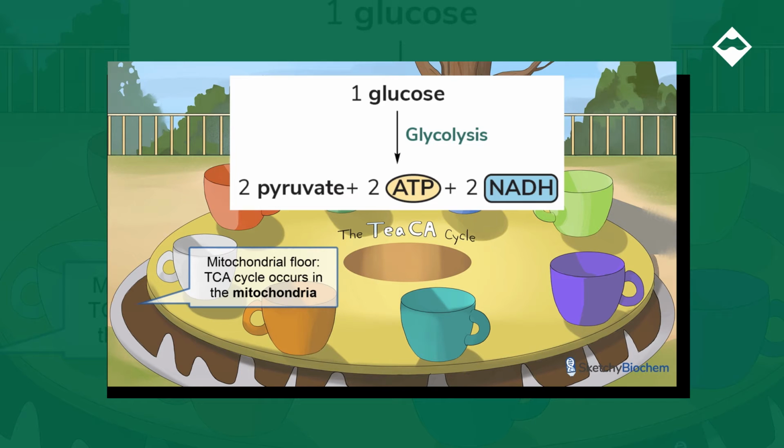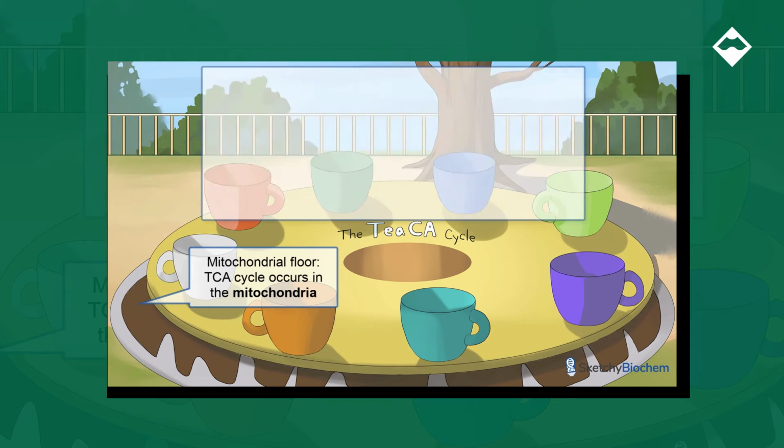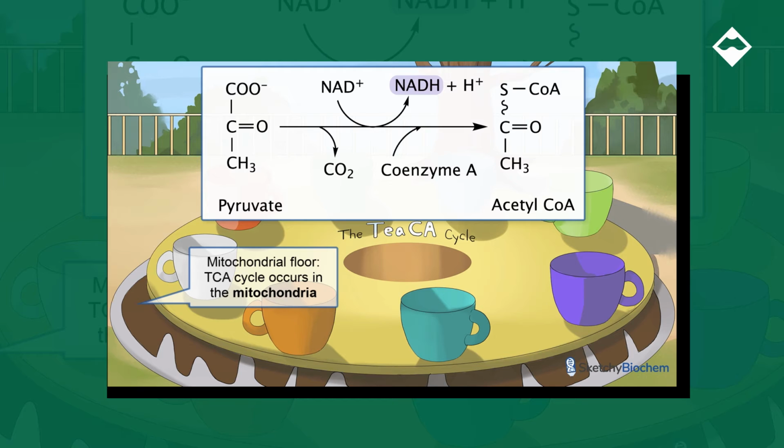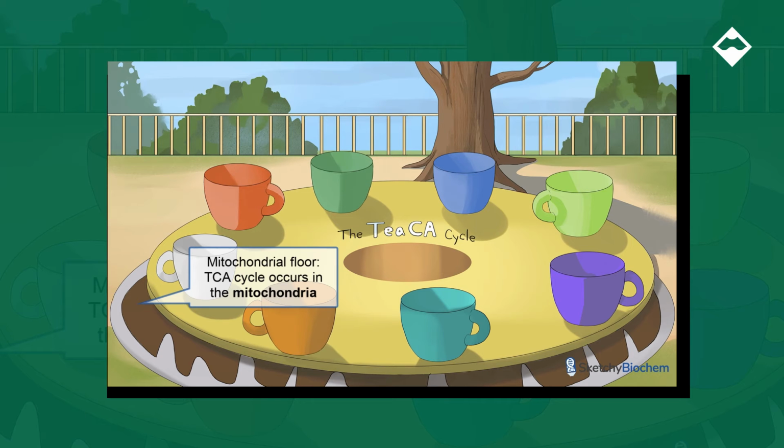To recap, 1 glucose produces 2 pyruvate, 2 NADH, and 2 ATP during glycolysis. When oxygen is available, pyruvate enters the mitochondrial matrix and is converted to acetyl-CoA via pyruvate dehydrogenase complex. This step produces an additional 2 NADH. Now we're left with 2 acetyl-CoA molecules, which will enter the TCA cycle.